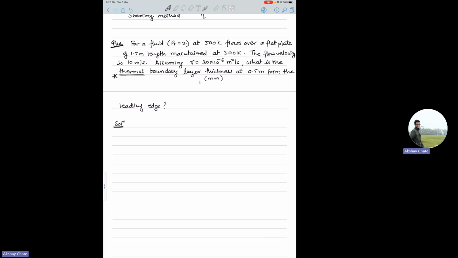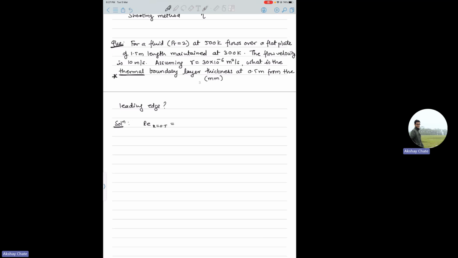So what you basically do is you first of all calculate the Reynolds number in any problem related to this course, wherever convection is there. The first thing you have to do is calculate the Reynolds number to check whether it's laminar or turbulent, and based on that you use various correlations, right? So that is your first thing.